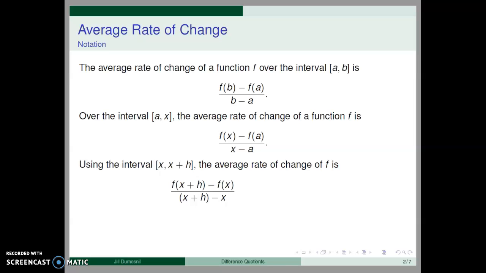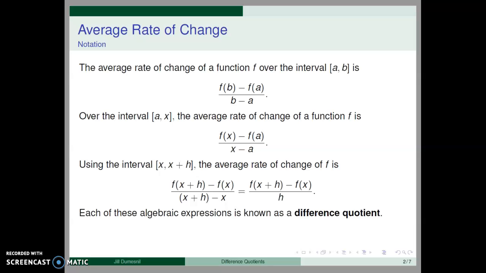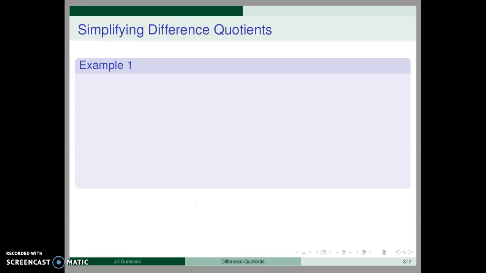Using the closed interval from x to x plus h, the average rate of change of the function f is given by the quantity f of x plus h minus f of x divided by the quantity h. Each of these algebraic expressions is known as a difference quotient. Now let's consider 5 examples of simplifying difference quotients. Note that correctly evaluating functions is going to be critical in solving these problems.